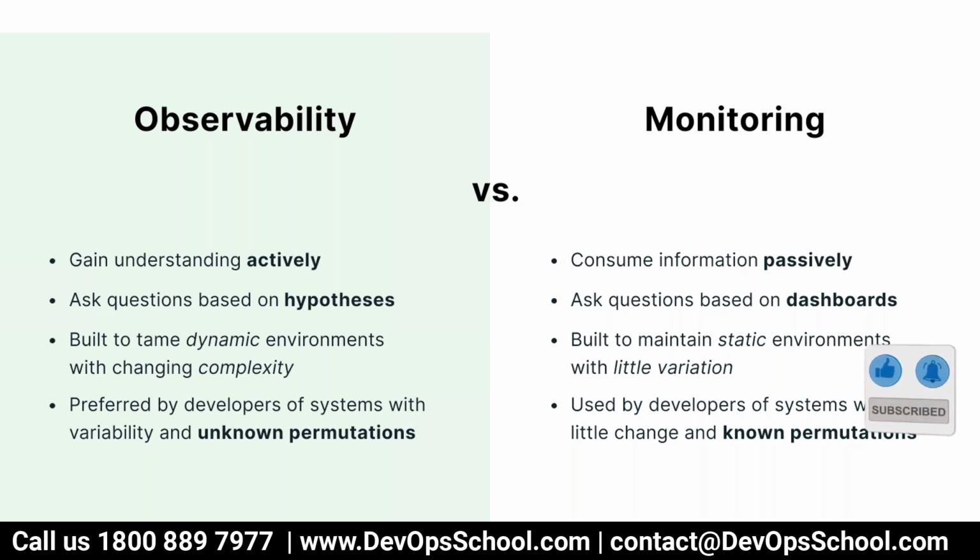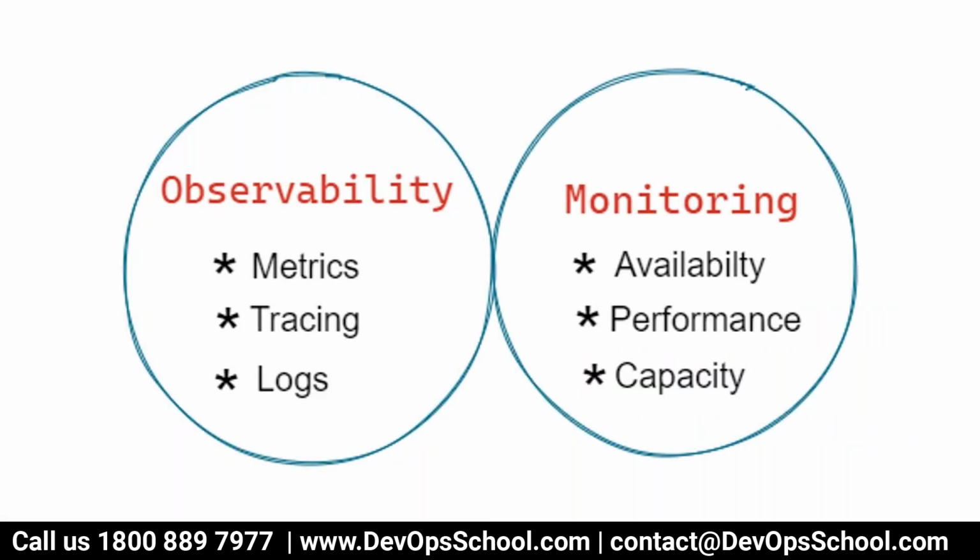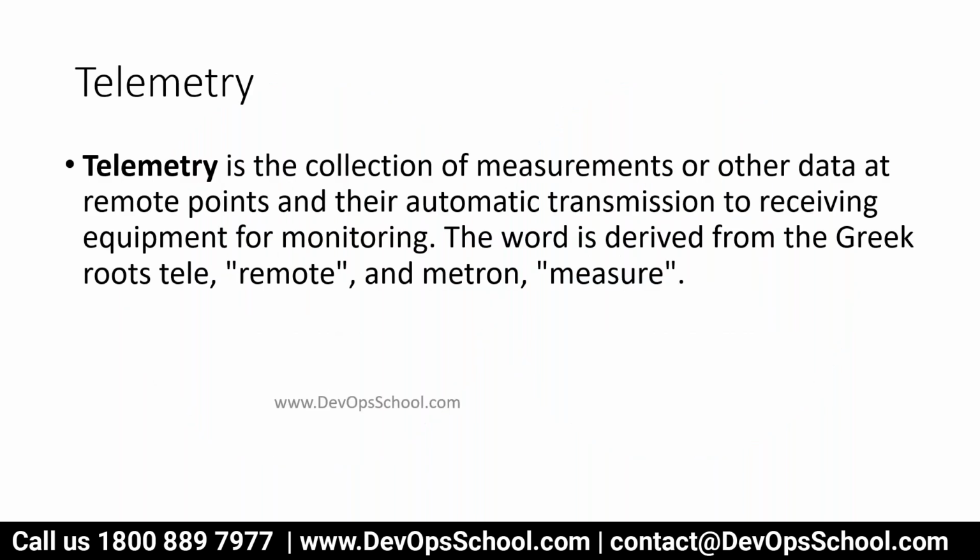So if you want to monitor Kubernetes, a dynamic environment, it's very hard to do that. Observability is preferred by developers of systems with variability and unknown permutations. Monitoring is used by developers for systems with little change and known permutations. So we are trying to understand observability versus monitoring. Observability focuses on metrics, traces, and logs, whereas monitoring focuses on availability, performance, and capacity planning. Together, you have to combine this.